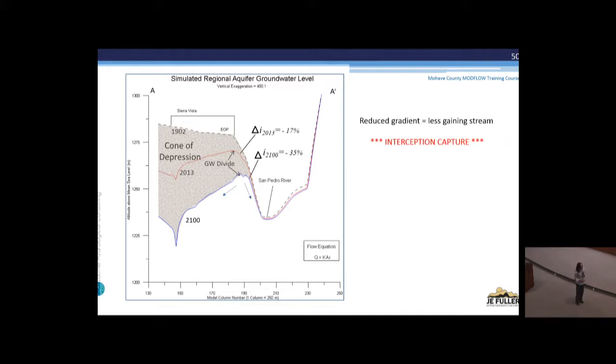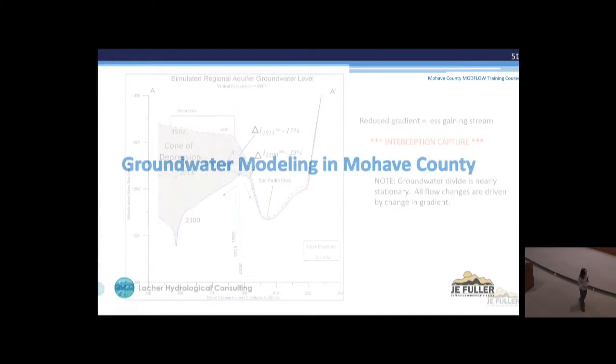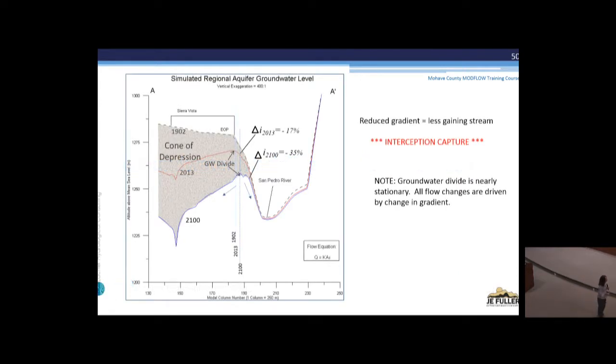So this is a form of interception capture. And I'm just showing the different positions of the groundwater divide here. The lines don't really show up that well, but it doesn't move much, which is kind of interesting because people perceive that the groundwater divide is going to intersect the river someday, and that's when things are going to get terrible. But actually, that's not necessary for things to get terrible.